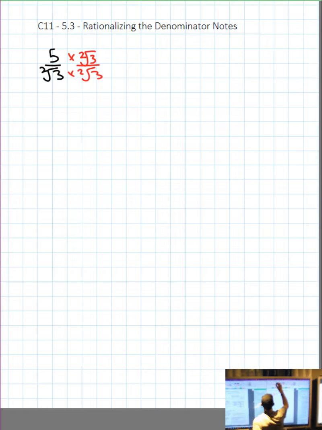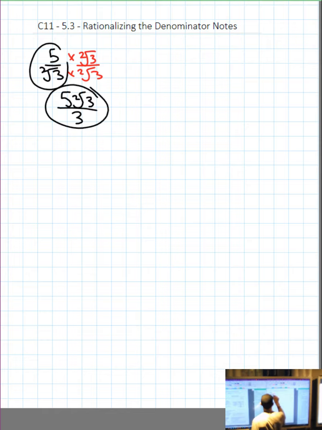So on the top, we just have 5 times the square root of 3, which is just 5 square root 3. And on the bottom, we're doing root 3 times root 3, which is 3 times 3 is 9, and the square root of 9 is 3. So we're just going to put a 3 on the bottom. Type in the question before we did the method, and type in the answer circled after we did the method. Make sure they're the same.